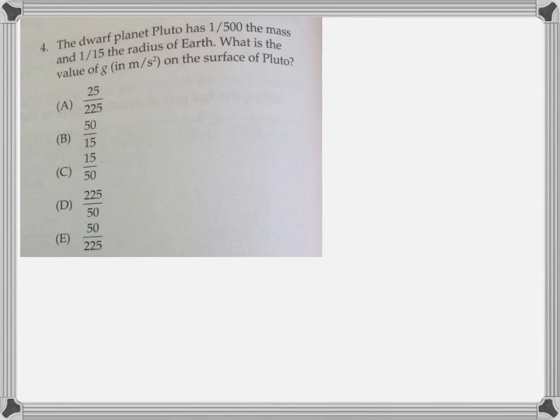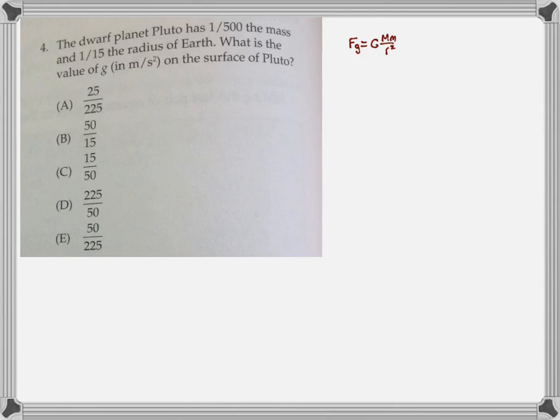For the next one, we have a situation. They're telling us that Pluto is 1/500th the mass of the Earth and 1/15th the radius of the Earth, and they want to know what the value of little g is on Pluto. So we have to find how the little g of Pluto relates to the little g of the Earth.